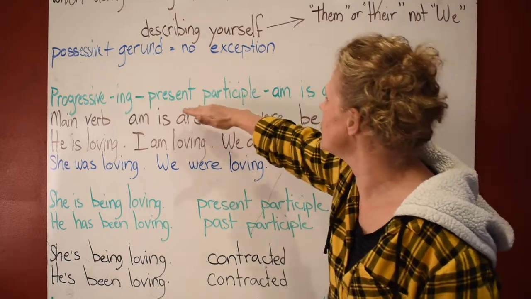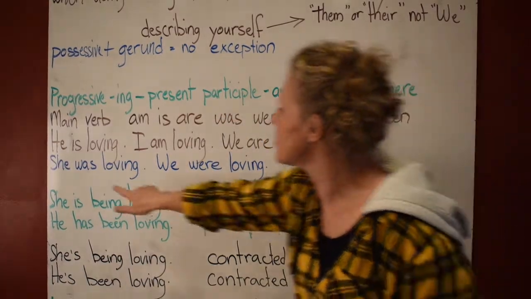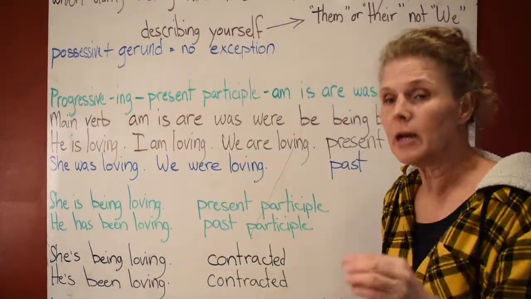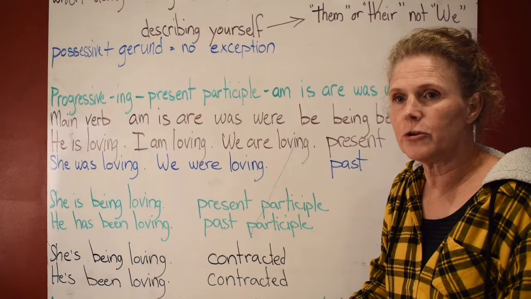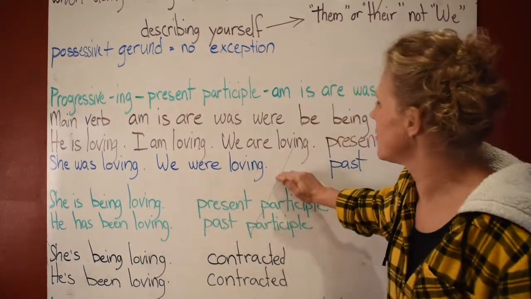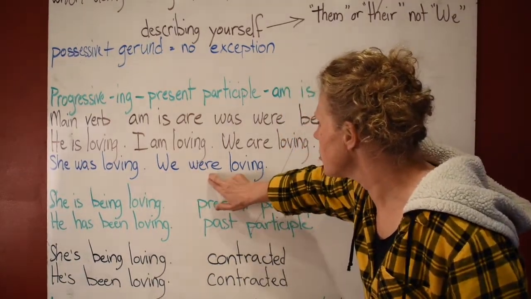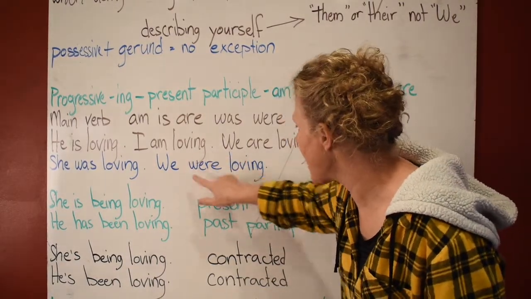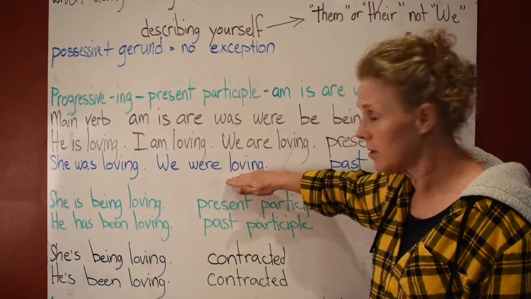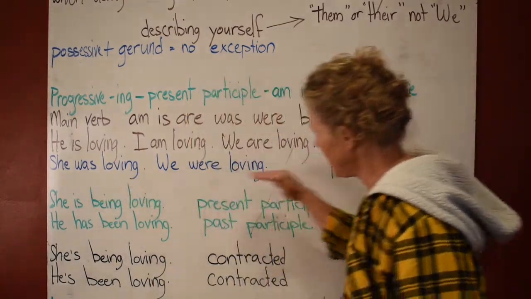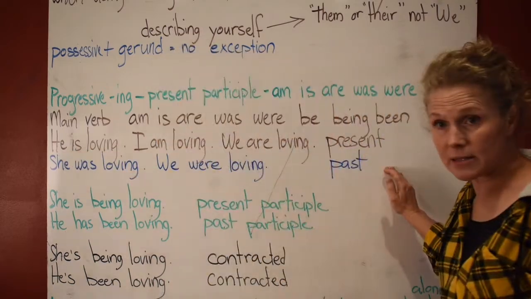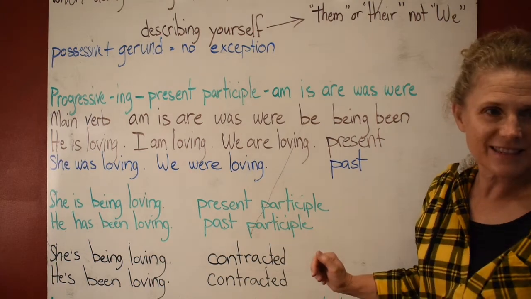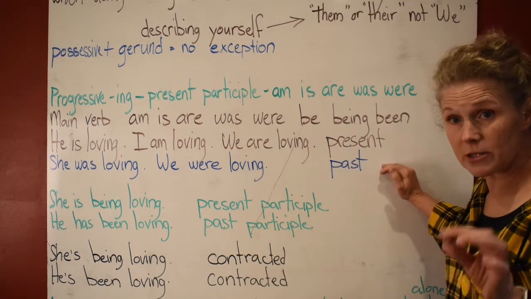So that's where it could be confusing. It's still the present participle even though it's sitting in the progressive past. I know that's where so many people get confused. We were loving. This is plural, even though it's sitting with this in the past. It's still your present participle. But these are the progressive past. Do you see that? That's good. Do you guys understand that?